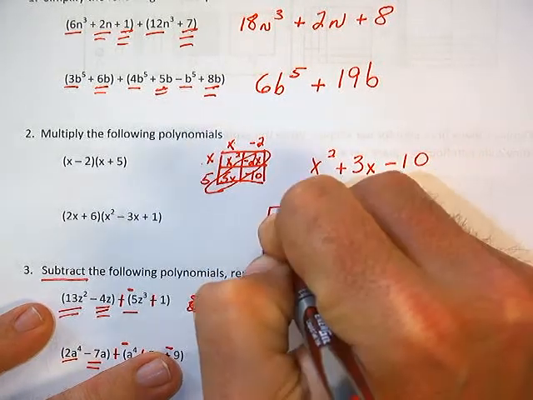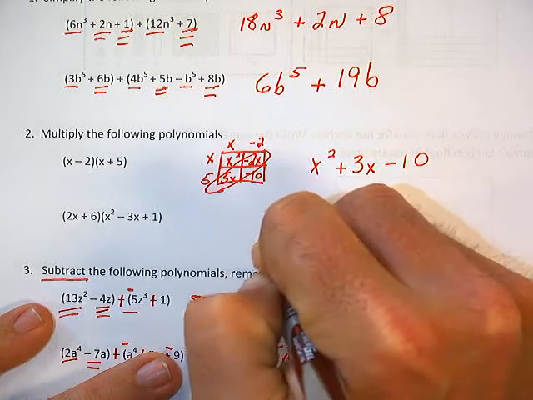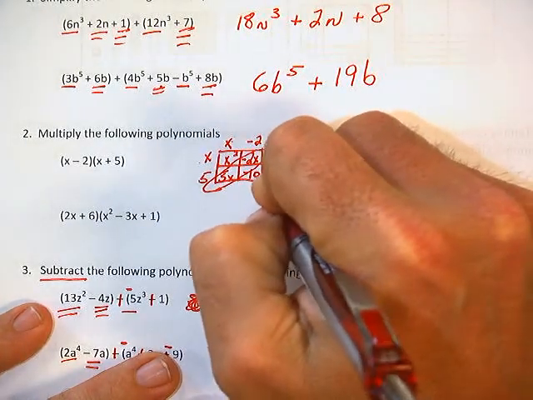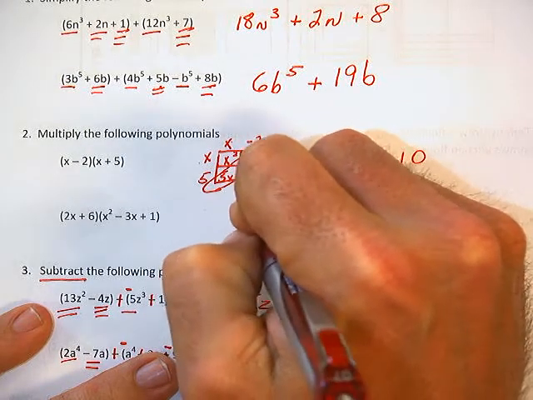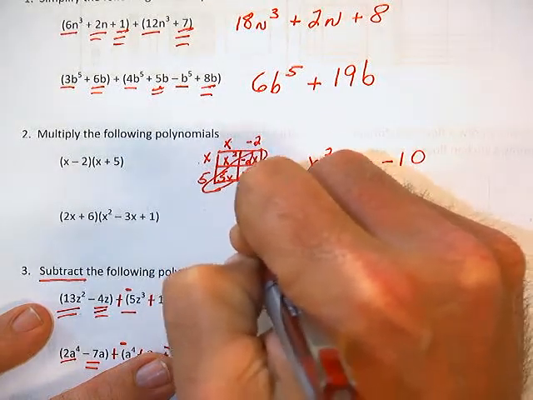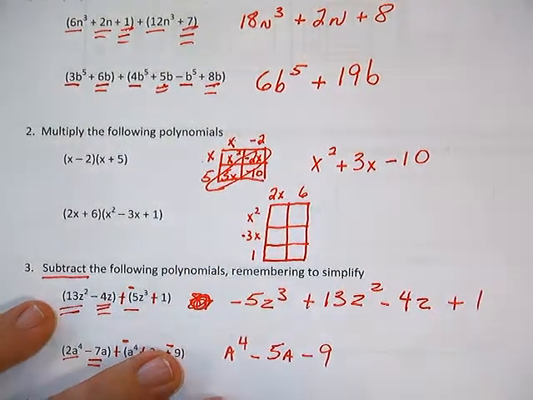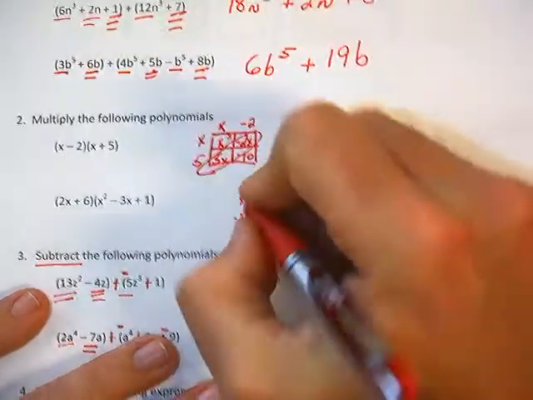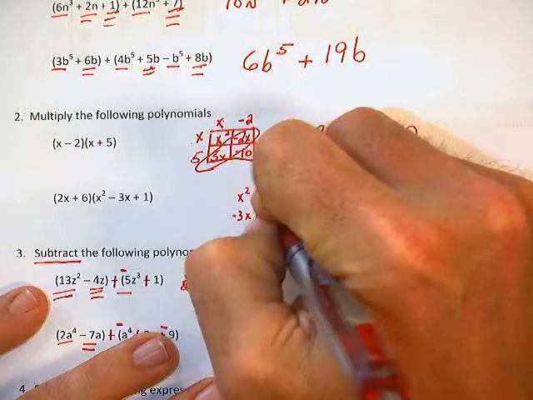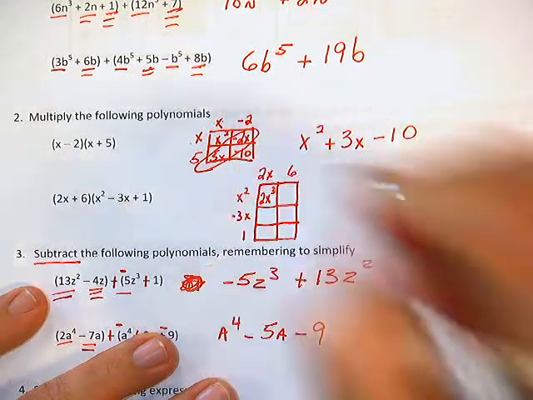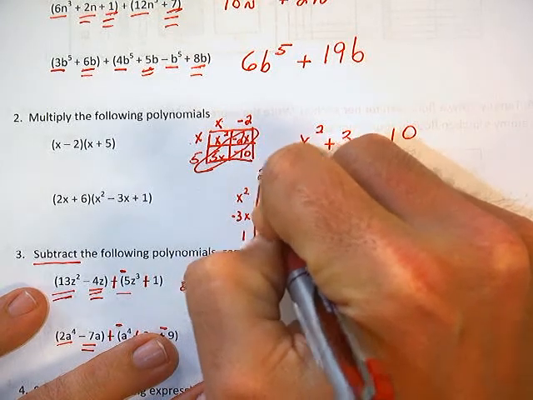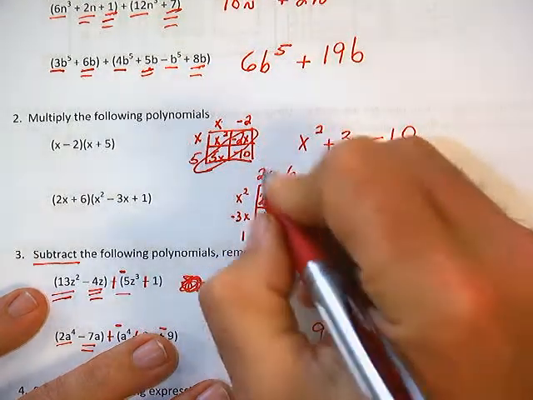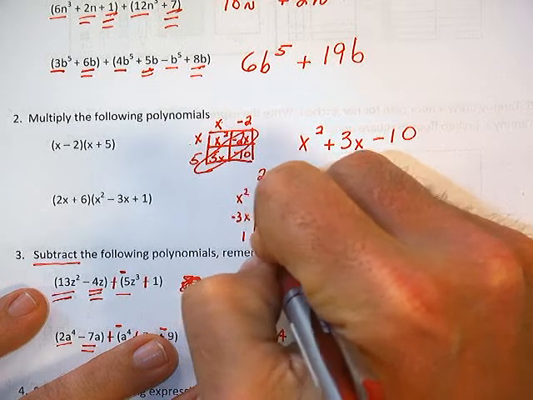A binomial times a trinomial. So we have 2x and a positive 6, and then we have an x squared, a negative 3x, and a positive 1. 2x times x squared is 2x to the third. 2x times negative 3x is negative 6x squared. Then 2x times 1 is 2x.